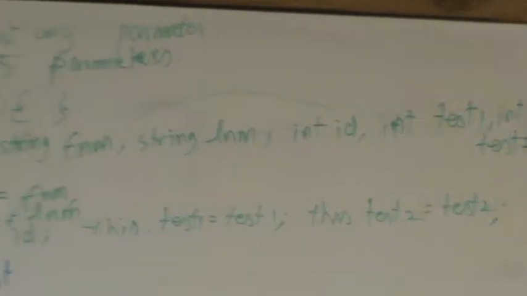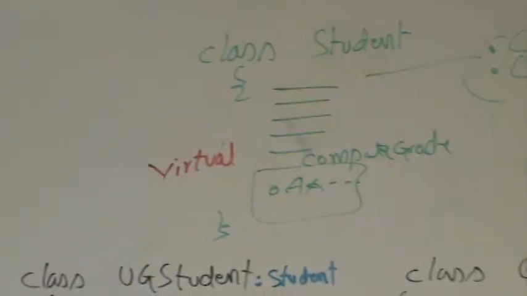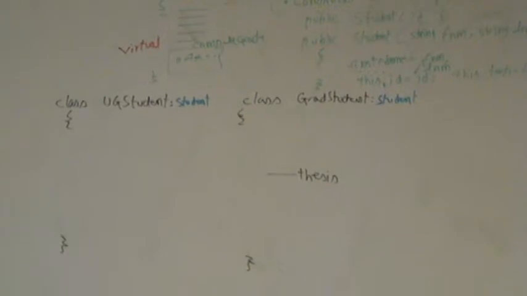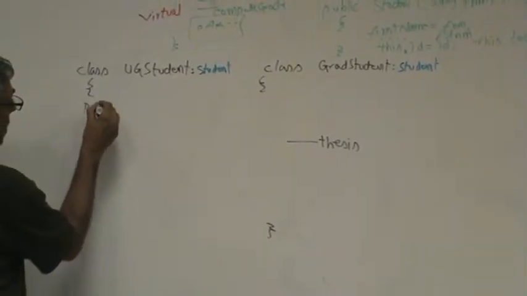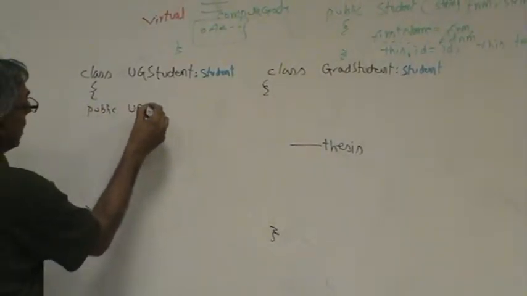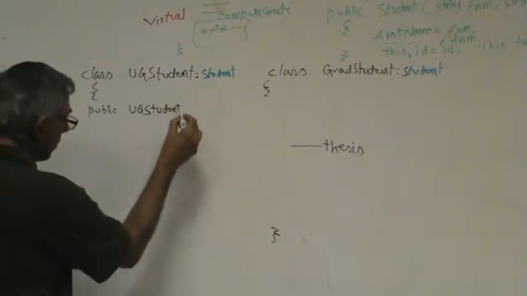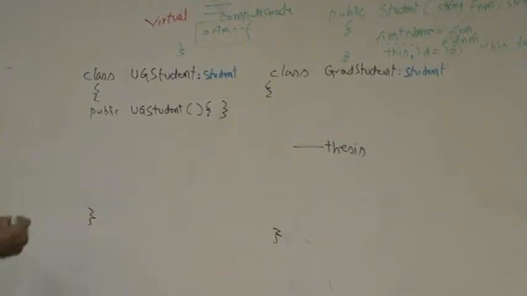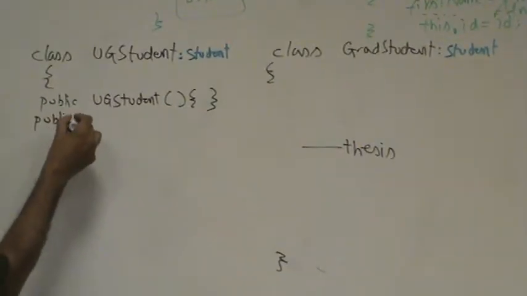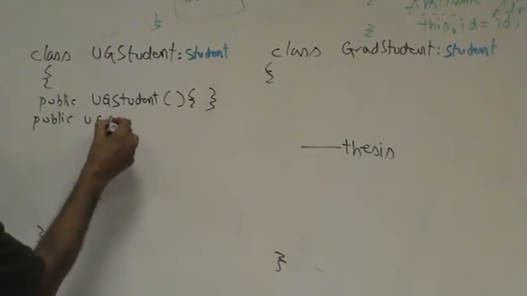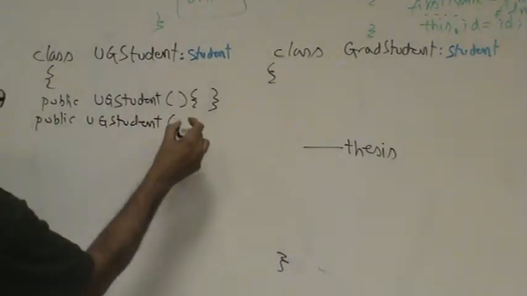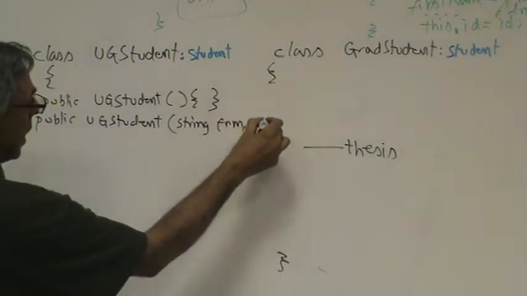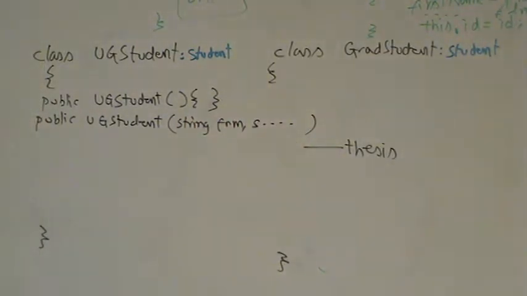So now let's go to the UG student class. How would we write the constructor over here, okay? When we use inheritance, right? So first constructor is easy. We will say public UG student, begin curly, end curly, no code, okay? What about the second constructor? Public UG student, and again, string first name, string LNM, so all the 5 parameters, right?